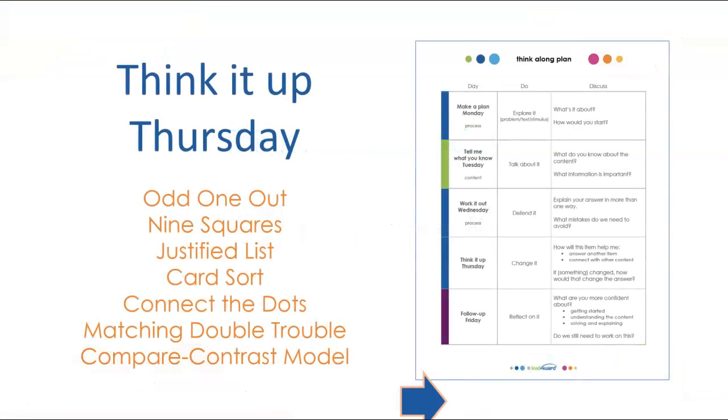Think It Up Thursday. We will change it, and we will discuss how will this item help me answer another item or connect with another content. If something's changed, how would that change the answer? Some Lead Forward strategies that will allow students to think it up include Odd One Out, 9 Squares, Justified Lists, Hard Sorts, Connect the Dots, Matching Double Trouble, and Compare and Contrast Model.